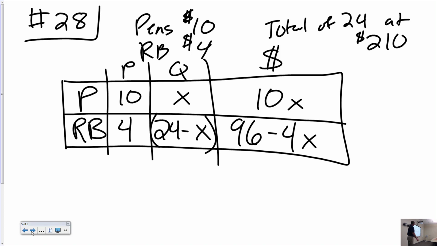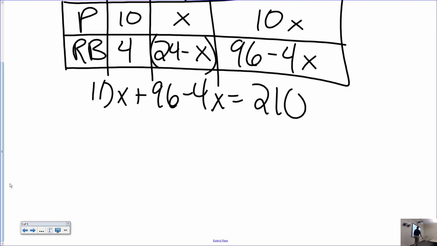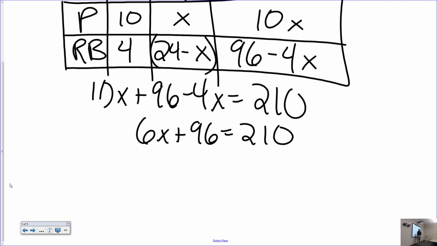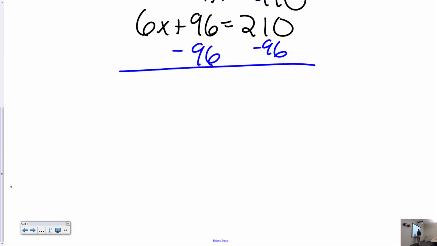What's the equation then? 10x plus 96 minus 4x equals the 210 that they say we spent. Turn the crank, solve the problem. Again, 10x's minus 4x's. Subtract the 96. X equals, what is that? 114. Okay, I'll buy it. And then last but not least, divide by 6.